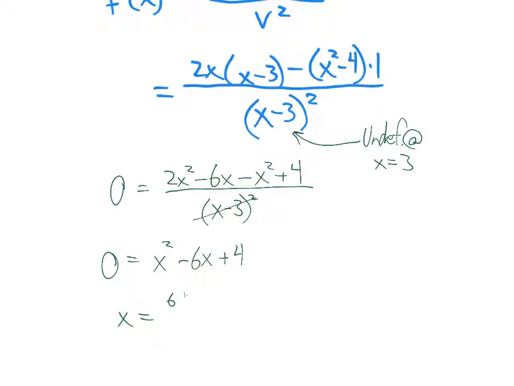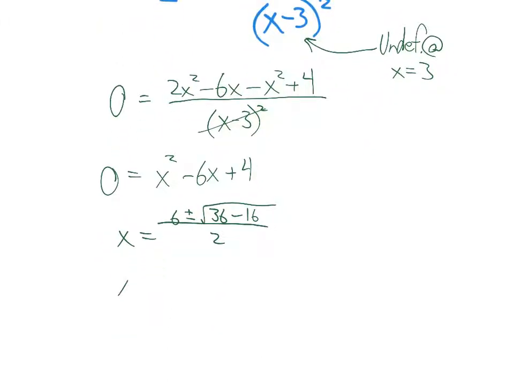Okay, so it's 6 plus or minus square root of 36 minus 4ac, so minus 16, all over 2a, which is 2. X is 6 plus or minus radical 20. Well, radical 20 is 2 root 5, and that's all over 2. So this simplifies down to 3 plus or minus root 5. Okay? You guys know how to simplify radicals and stuff, so.